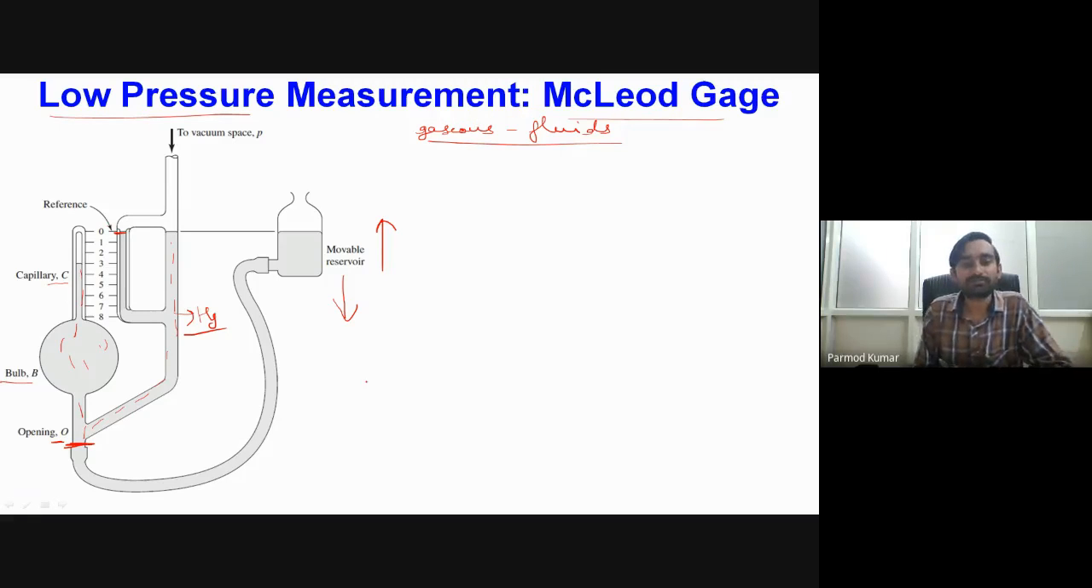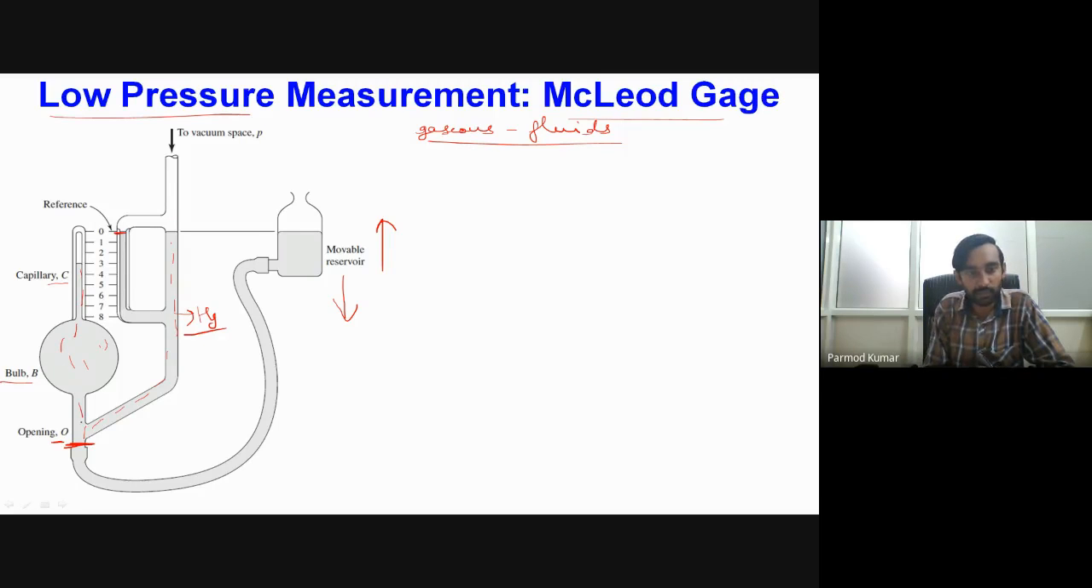While we are increasing the level of this movable reservoir, this entire space over here is filled by the manometric fluid. Whatever gaseous medium was trapped inside this bulb and this capillary will be compressed in this closed ended capillary, because over here we have nothing but a closed ended capillary. In this particular branch of the instrument, when the manometric fluid rises, it will be displacing the medium to our vacuum space.